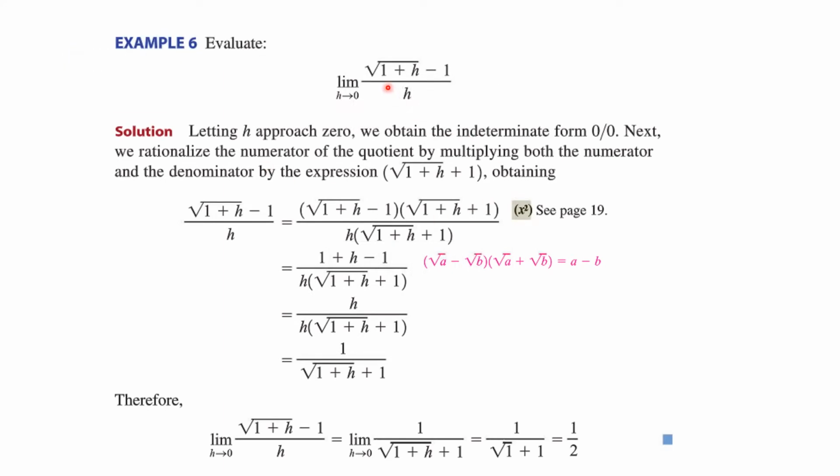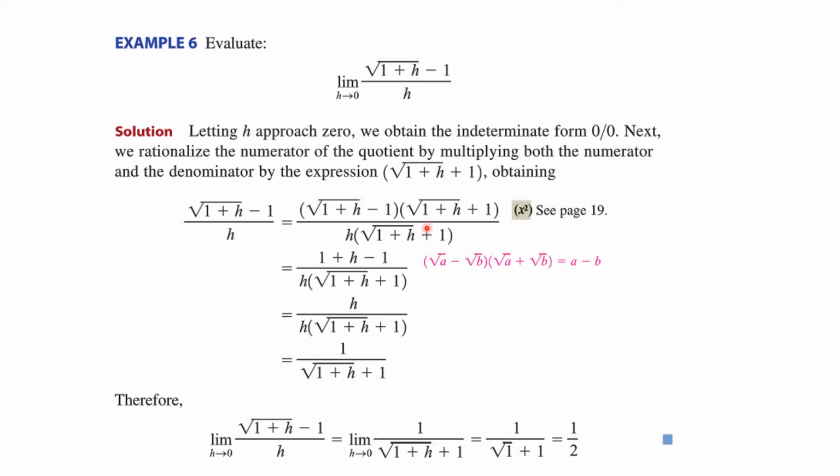You can't plug in h to be 0 because you will get 0 over 0, which is an indeterminate form. So what you're going to do in this case is multiply in a clever way by 1. So you're going to multiply top and bottom by the conjugate of this. We have the square root of 1 plus h minus 1, so we're multiplying top and bottom by the square root of 1 plus h plus 1 over the square root of 1 plus h plus 1.